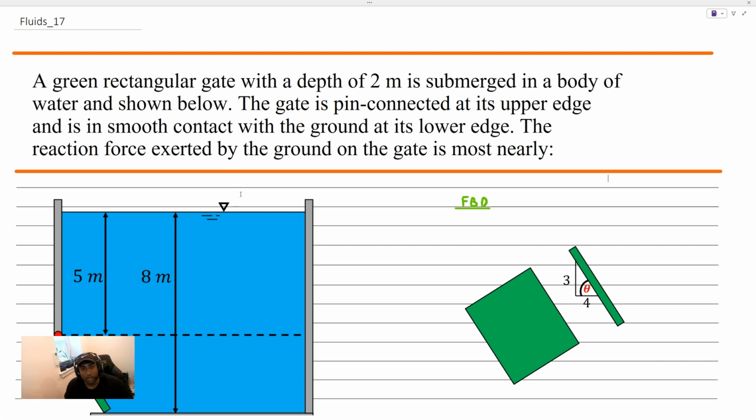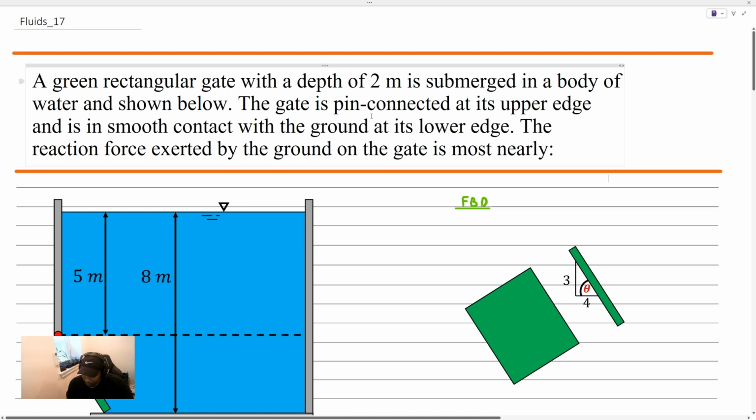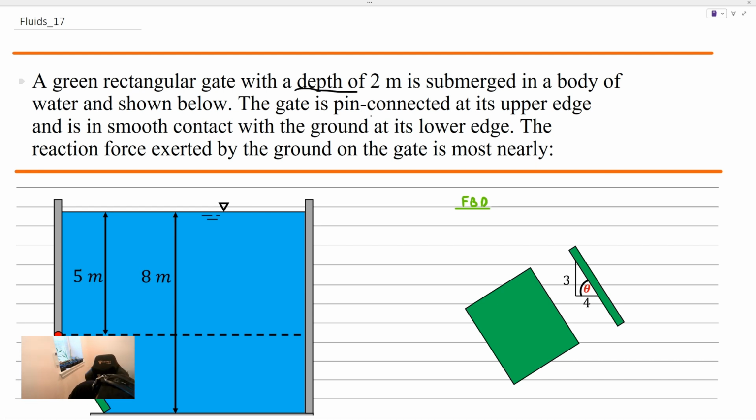Let's start by writing down some of our givens. Firstly, it says we have a depth. The gate depth is 2 meters. That'll be this dimension here that I've shown on the cross section. We also see here that it's inside a body of water. The density of water is 1,000 kilograms per cubic meter. That's something that I would memorize because it's commonly used on the FE exam, and it's not always given.